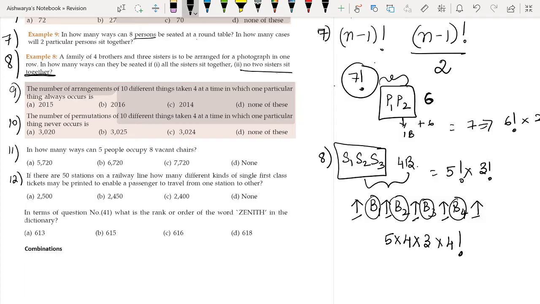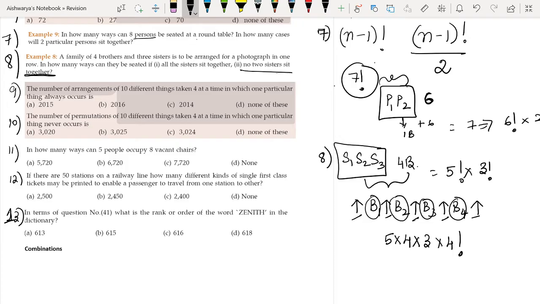Okay, shall we go to the 9th question? 9th and 10th are a little bit unique. We'll come to 9th and 10th later, maybe we'll do 11th and 12th first. 11, 12 and 13 we will do and then we'll come back. Okay, yeah, come to the 11th one.